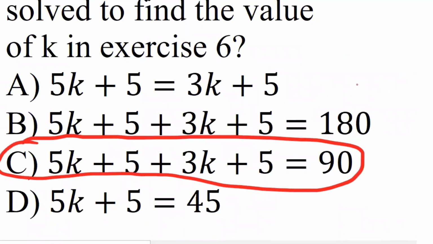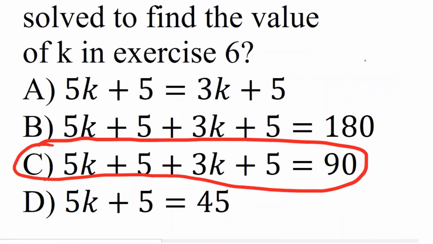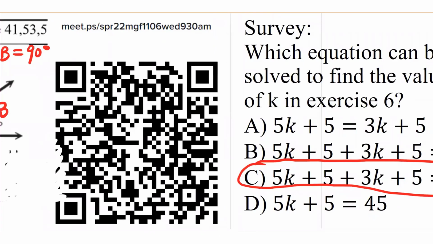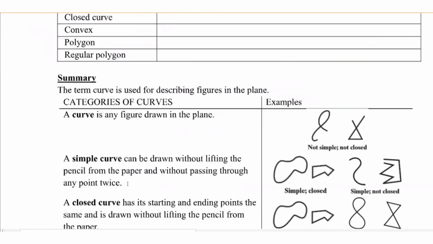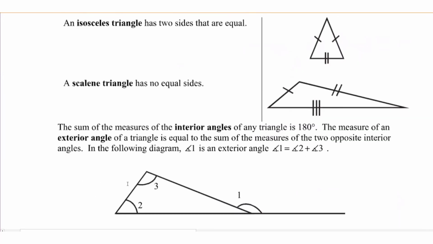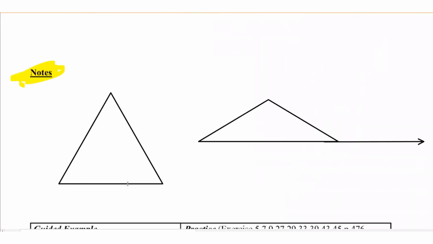B was, I think, the second most popular answer. What would make them add up to 180? If they're on a straight line, that's right. Now I'm going to go down to a different type of diagram, triangles, which is what we're going to do in the next video.